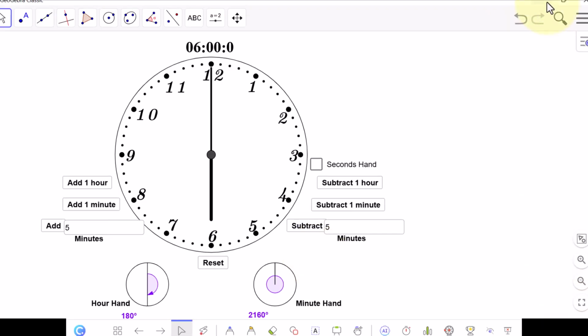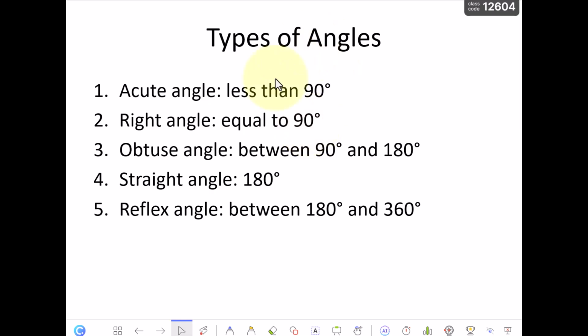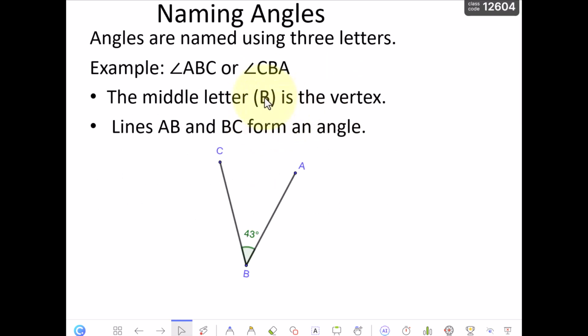Let's go back to our slide and finish the lesson. So this is the types of angle. So this is what I explained last, naming of angle. You name angle from the letters. You see, this is point C, this is point A, this is point B. So if I want to name this angle, I can start from A, down to B, then followed by the last letter C, A, B, C.